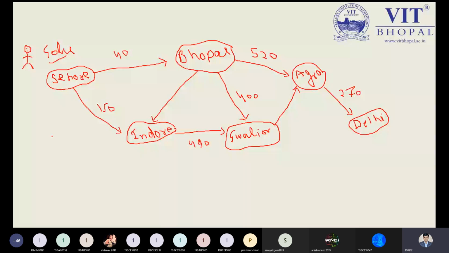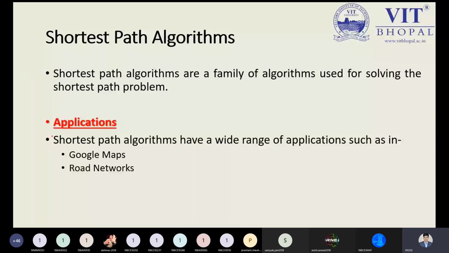Students, speak up. Shall I move ahead, or do you have any doubt? Yes, sir. Okay. So the shortest path algorithm means the family of algorithms which is used for solving shortest path problems. This point we have already discussed.